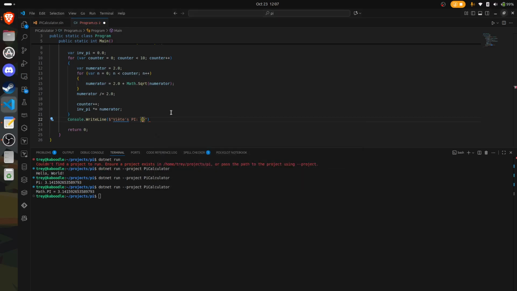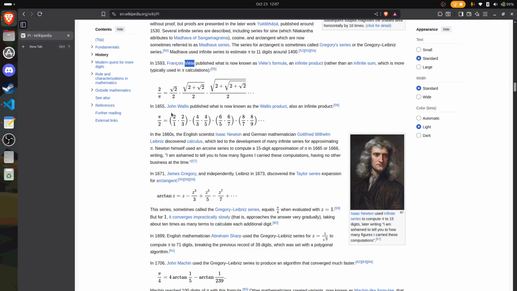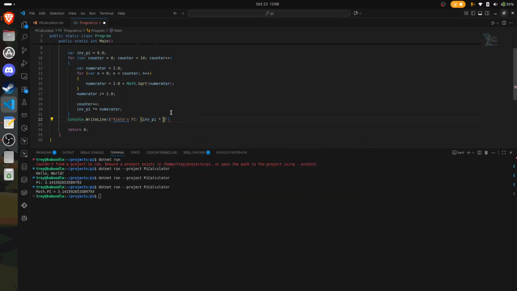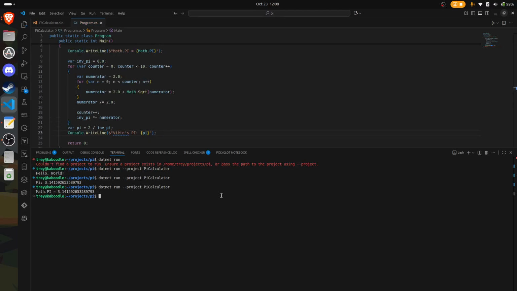So the actual value of pi is... You have to invert the value and then multiply by 2. So... That's how we'll do it. Now let's see if we properly calculated Viète's pi. Ooh. It's infinite. That's not right.